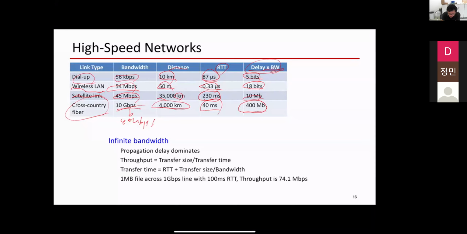Okay, if you have infinite bandwidth, then propagation delay dominates your network. If your pipe is infinitely wide, then propagation delay dominates, of course. And how can you calculate the throughput? Throughput is file size divided by transfer time, and the transfer time is RTT plus transfer size divided by bandwidth. So for a 1 megabyte file across a 1G line with 100 millisecond RTT, the throughput is 74. Let's calculate this.